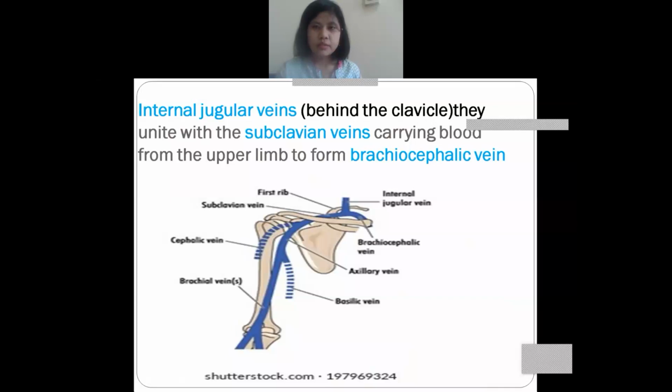Understand? I'll repeat again. The internal jugular vein is right behind the clavicle. Behind the clavicle means what? This is your collarbone, alright. So the internal jugular vein is right behind the collarbone, at the back side of it. What happens? It will unite together. They will come together.